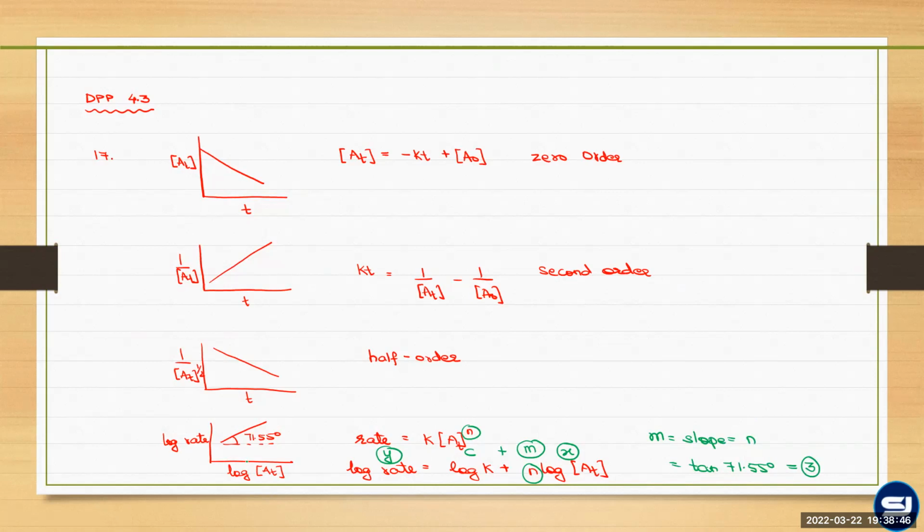How will we know what tan 71.55 is? See, normally the tan value should be given, but it is not given. Anyway, in match the column, 3 was already matched. Either there should be some simpler value of tan or something should be given in the given information, so that you will be able to calculate the tan of the angle. Fine. But now all the graphs are revised for the corresponding orders. So yeah, it was a good question.